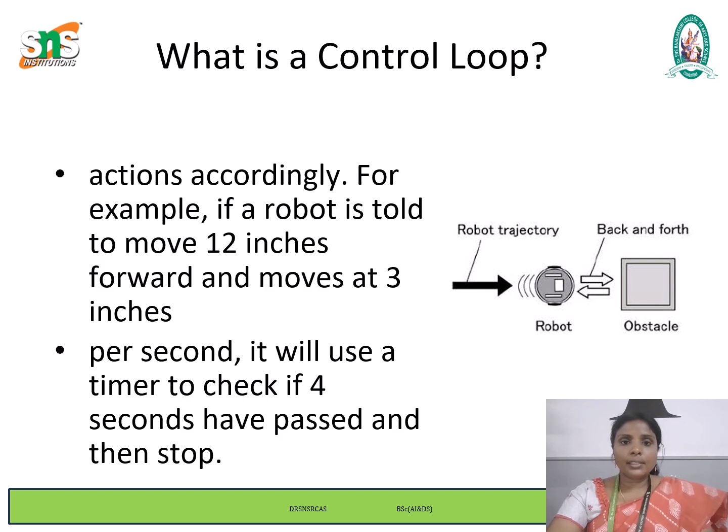A timer can serve as feedback to check how long the robot has been moving. If the robot is moving at a rate of 3 inches per second, the loop would ensure the robot moves for 4 seconds, at which point the motor is stopped. The closed loop system relies on feedback to adjust the robot's actions and ensures it completes the task accurately.